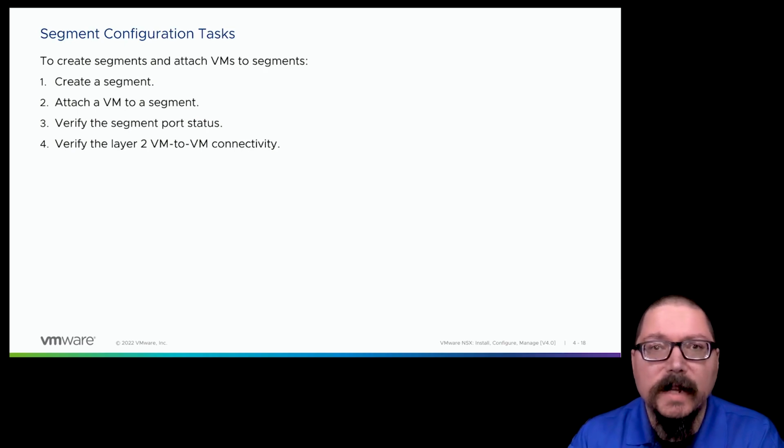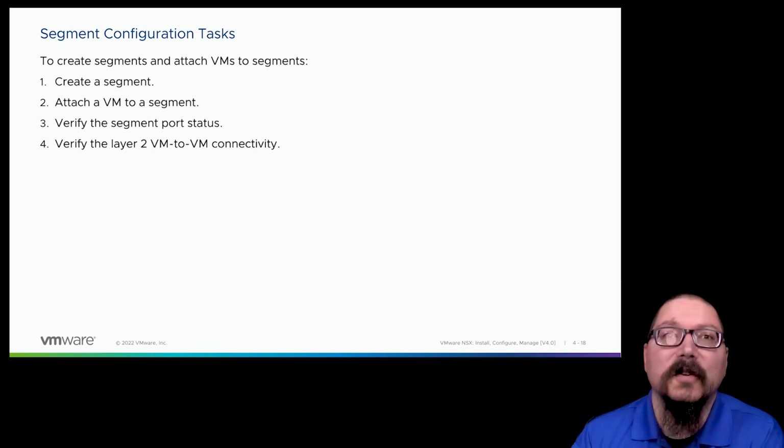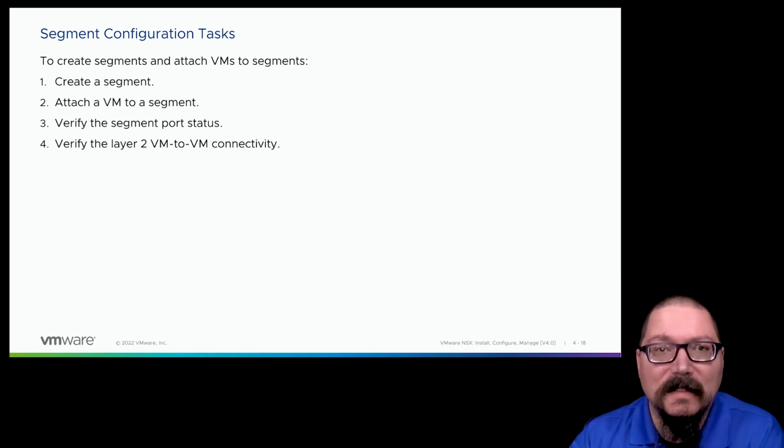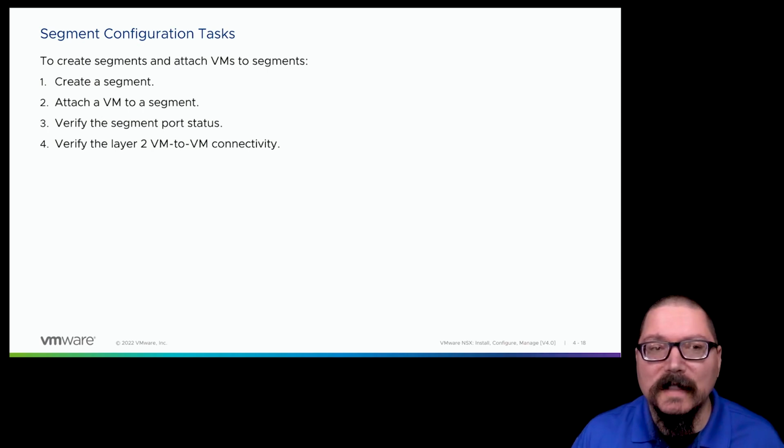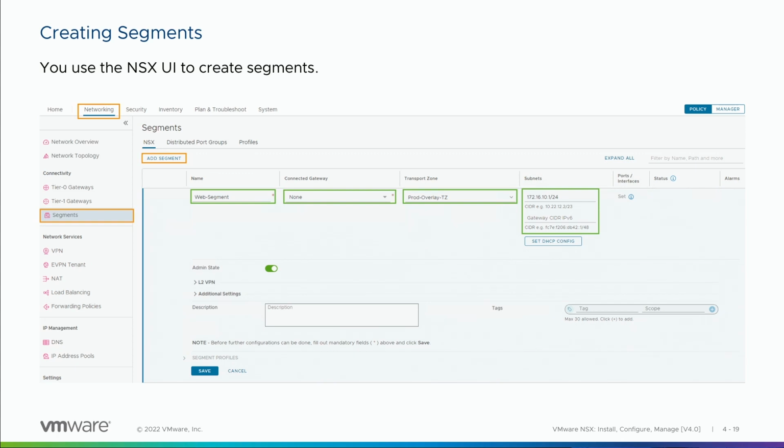Now, when we configure a segment, really to create the segment, step one is really all we have to do. We go in and configure the segment. But we probably want to make sure that things are useful, that the segment actually works. So we need to attach a virtual machine to that segment. We need to make sure that that virtual machine can communicate with other virtual machines. Maybe we validate the port status in NSX. We will see all of this process throughout this video. So creating a segment is pretty straightforward.